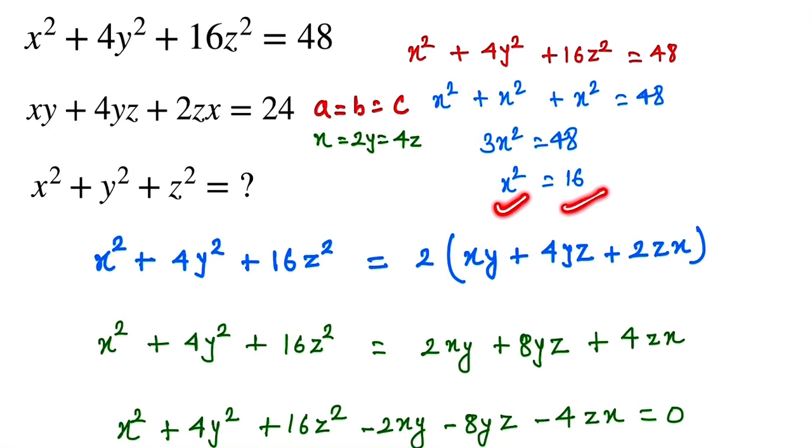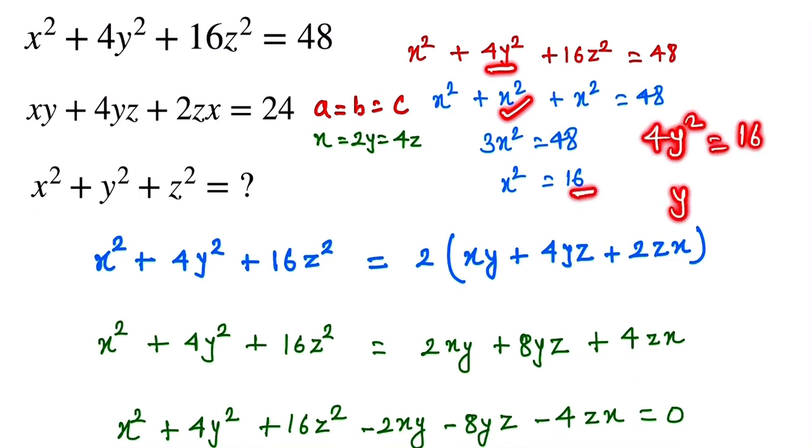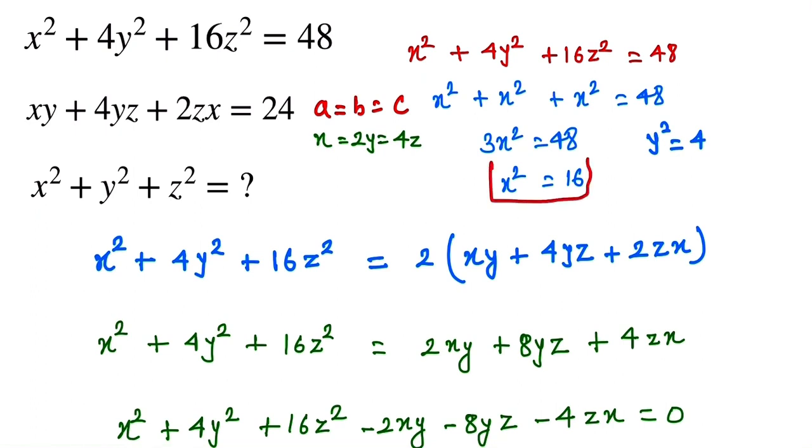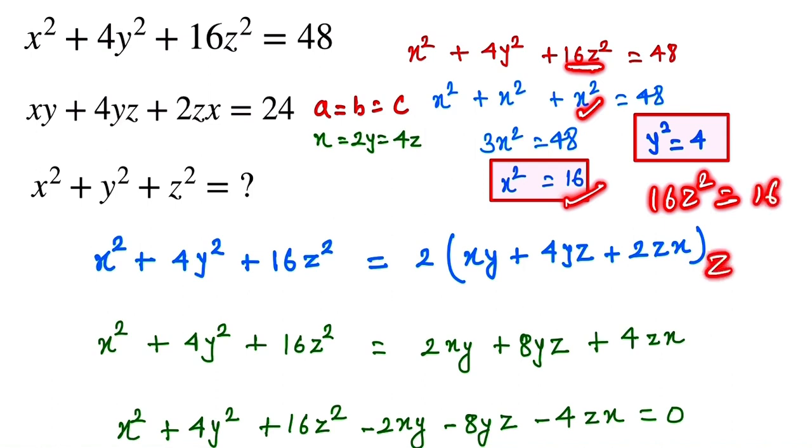So we have found the value of x square. Now we have to find the value of y square. 4y square is equal to x square, and the value of x square is 16, so y square is equal to 16 by 4. So the value of y square is equal to 4. Now we have to find the value of z square. 16z square is equal to x square, and the value of x square is 16, so we put the value of 16, so z square is equal to 1.